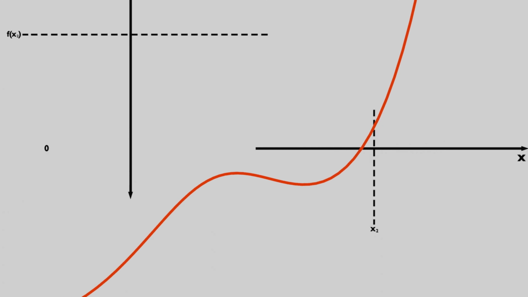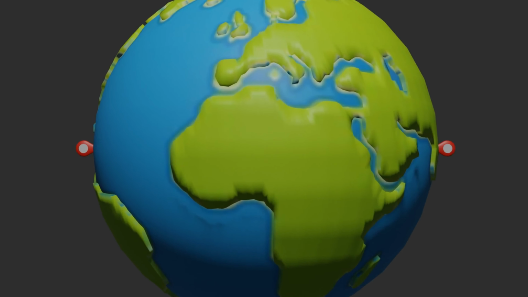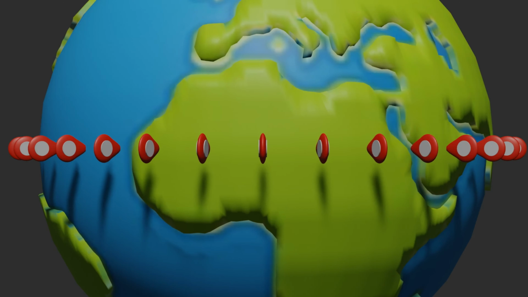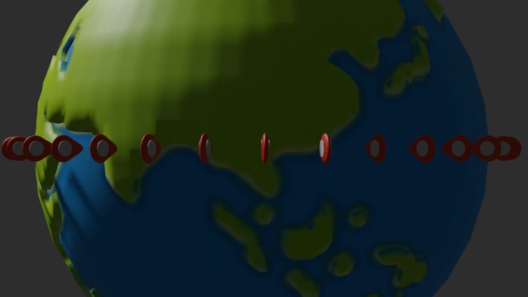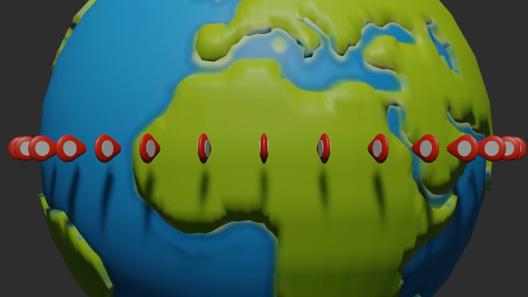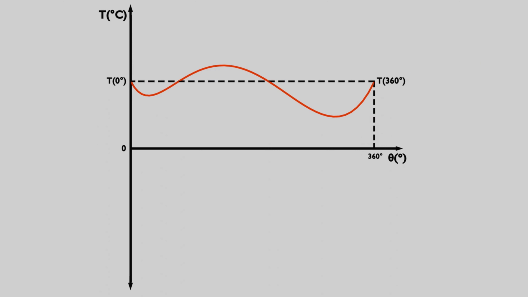The intermediate value theorem states that if a function is continuous on a closed interval, then it takes on every value between the function values at the endpoints of that interval. Imagine that we create a function that represents the relationship between temperature and angle around the equator of the Earth. This function would be continuous because temperature changes gradually as you move from one point to another, similar to the gradual change in temperature as you move across a room.